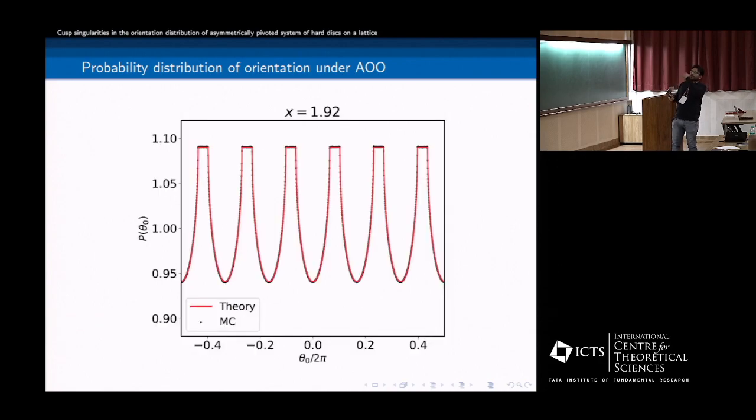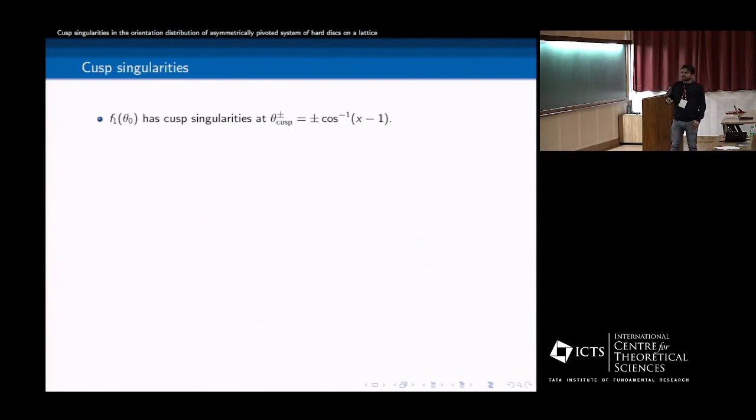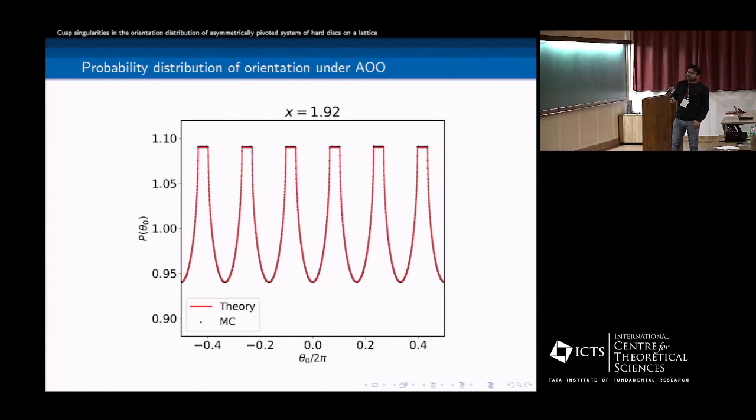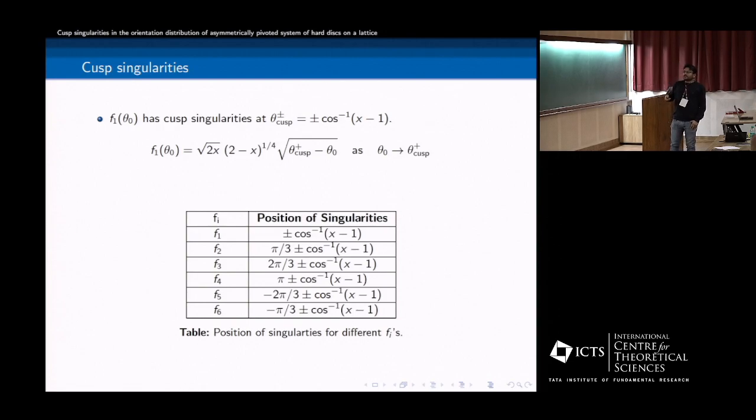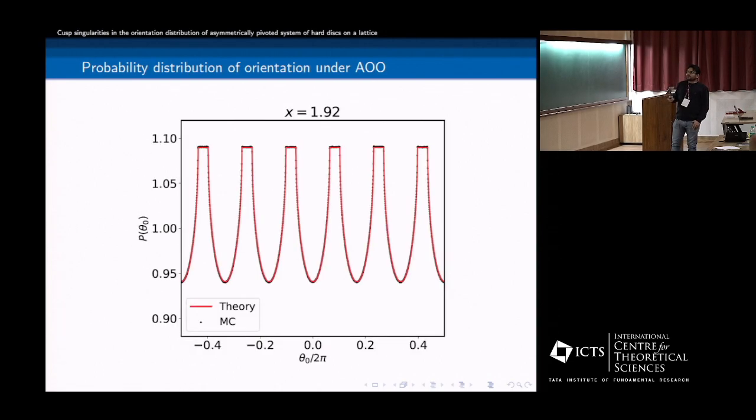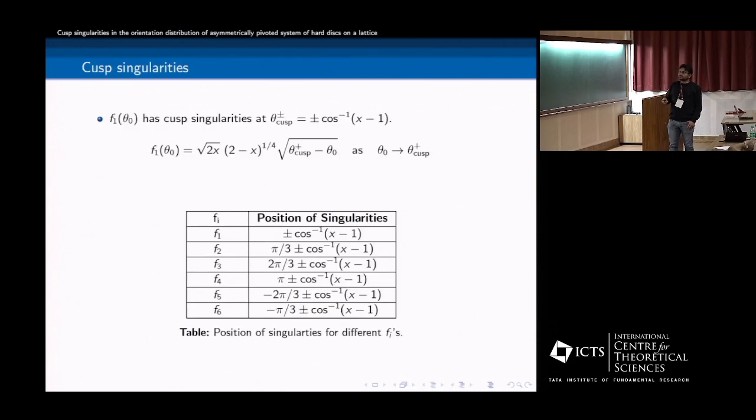So here, when the AO condition holds, this is the theoretical prediction and the Monte Carlo simulation matches. And apart from that, you can see there are cusp singularities here. We can also say theoretically that this position is known exactly, and there are square root singularities. And the positions of the other singularities, there are 11, 12 of them, are given by this. So we know exactly where these are.